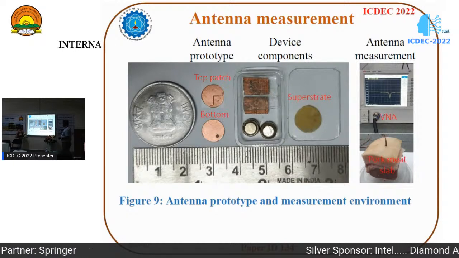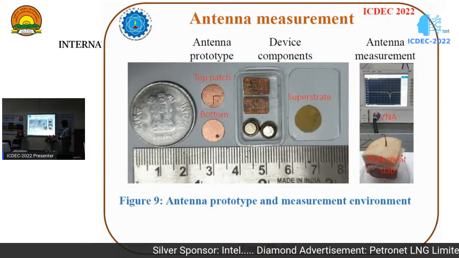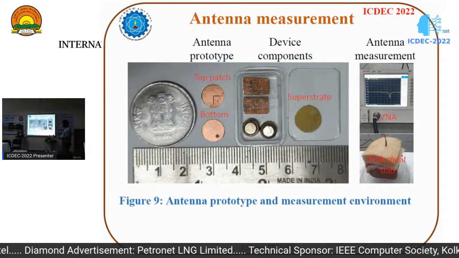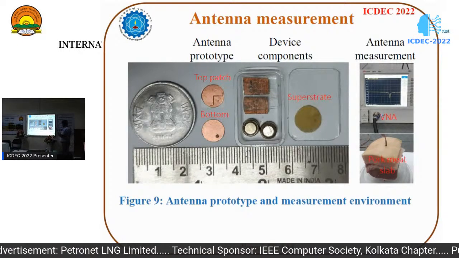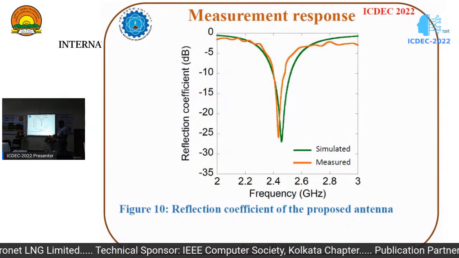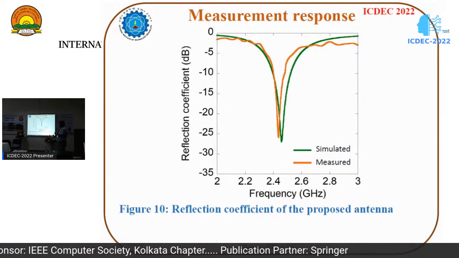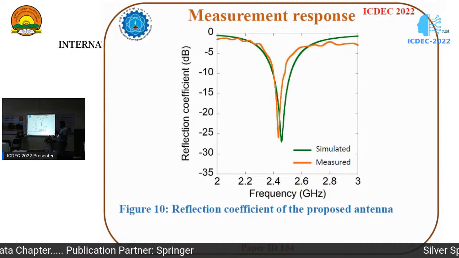But this is the antenna measurement environment. These are my prototype, and these are the components. This is the battery mix replace. These are the dielectric mix. This is my prototype, and after this, the result which I got in the simulation and the measurement is good, consistent, and it covers the ISM band of 2.4 to 2.48.